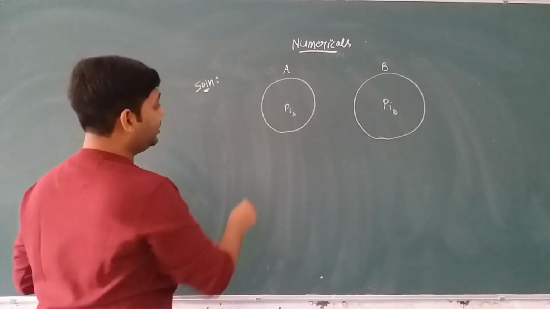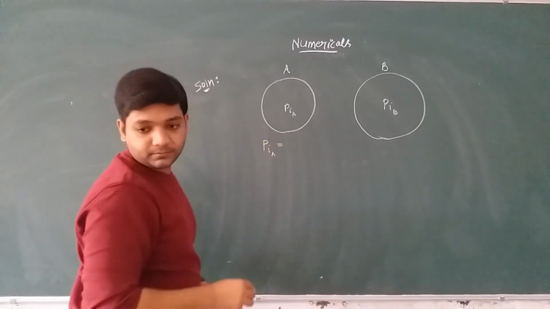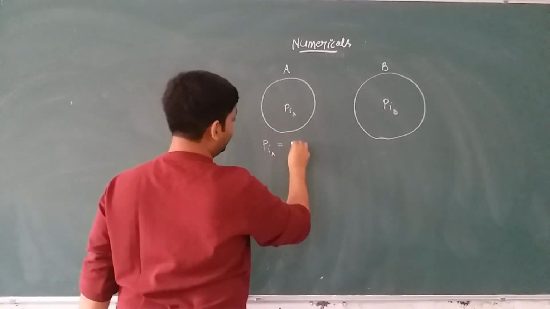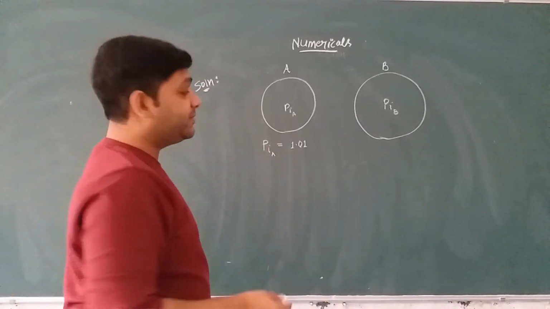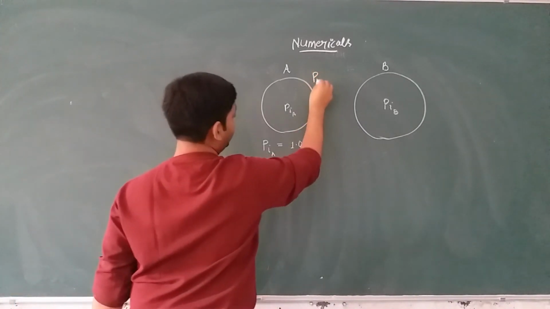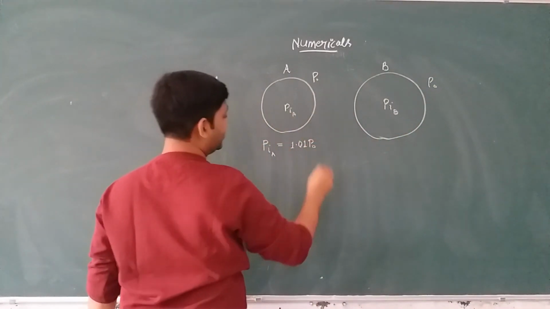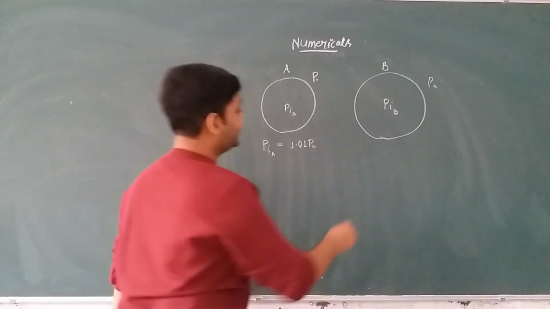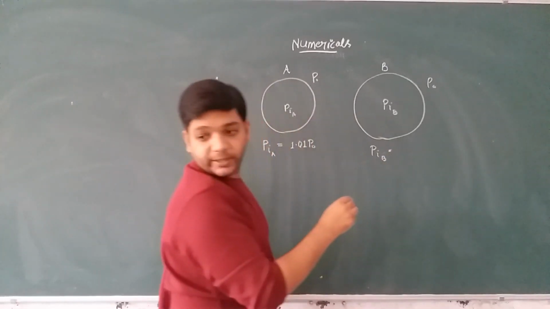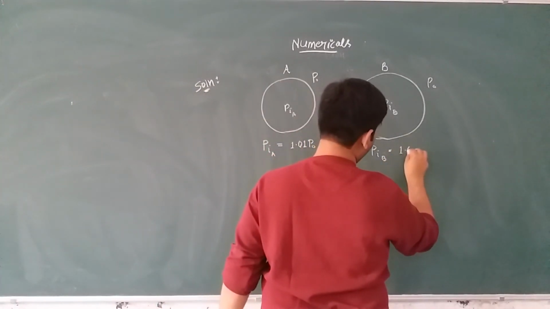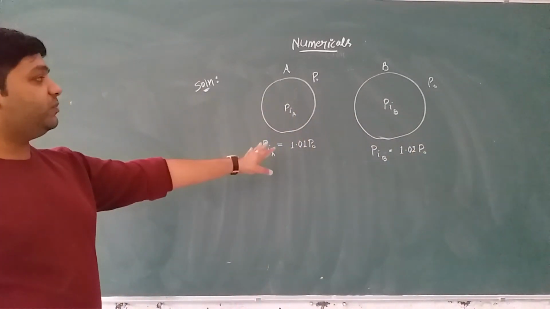The value of Pi in this case is given as 1.01 atmosphere, that is, atmospheric pressure. Suppose the atmospheric pressure is P naught, then it is 1.01 P naught. Similarly, the pressure inside this soap bubble is 1.02 atmosphere, so it is 1.02 P naught.